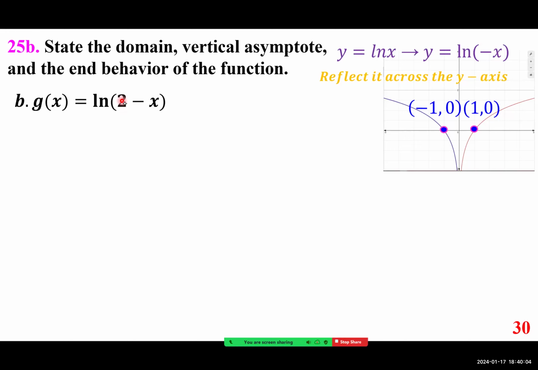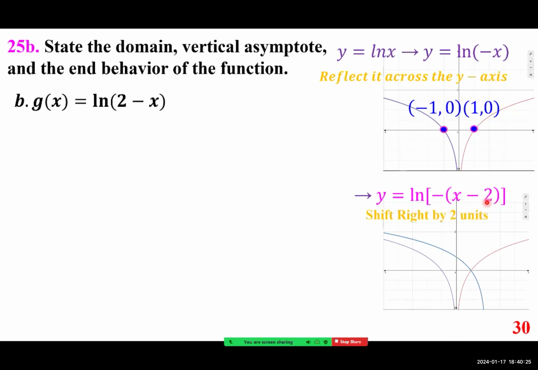So we need to add 2, or we can say minus x minus 2. It's important to have it in this format because now it becomes clear that this guy shifts to the right by 2 units. Shifts to the right by 2 units. This is the proper way of writing it. So here's y equals ln x, here's y equals ln of minus x, and here's the one that we have, and this is identical to, by the way, 2 minus x.